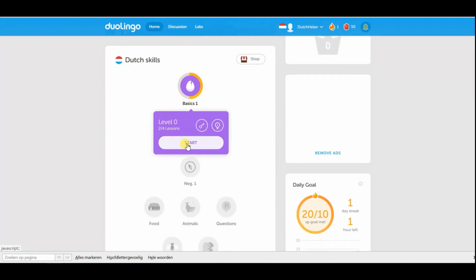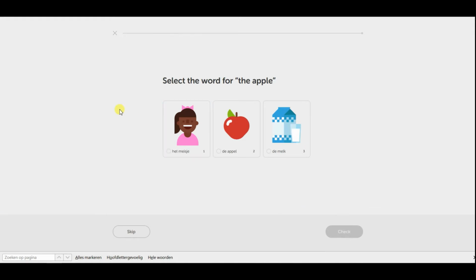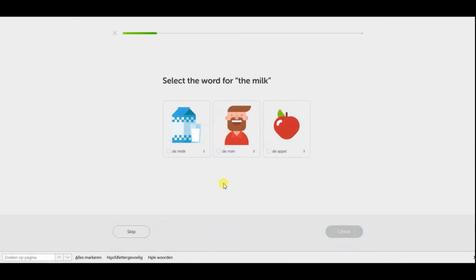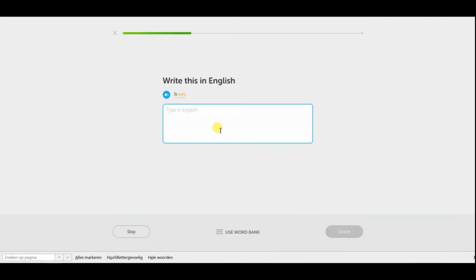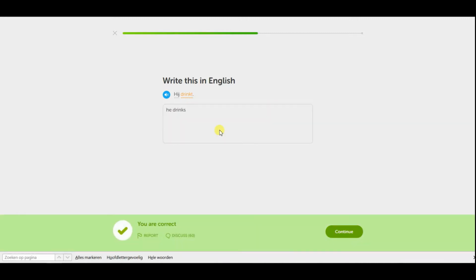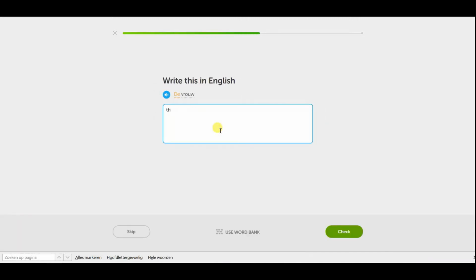Okay, let's try another round. De appel. Het meisje, de melk. De man, de appel. Ik eet. Hij drinkt. De vrouw.